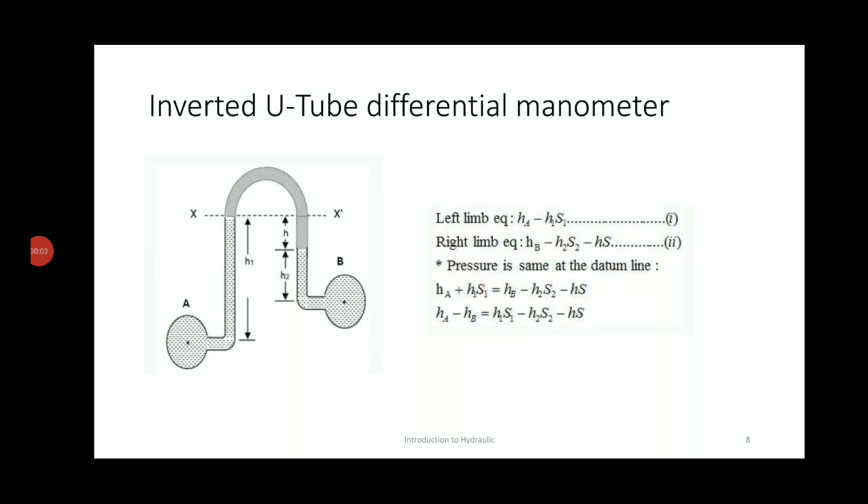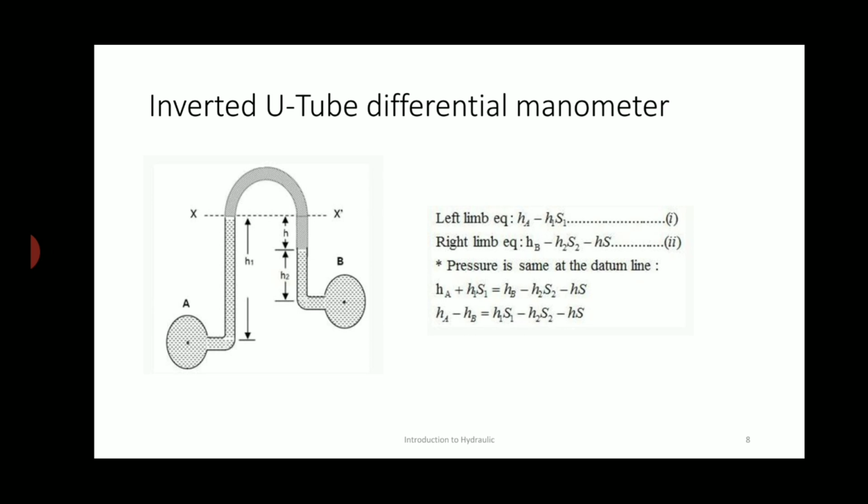Inverted U-tube differential manometer. Figure shows the simple sketch of inverted U-tube differential manometer. It consists of an inverted U-tube containing light liquid whose two ends are connected to 2 points. It is used for measuring difference of low pressure. Let the pressure at A is more than the pressure at B.